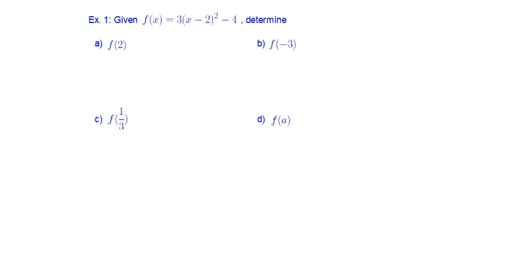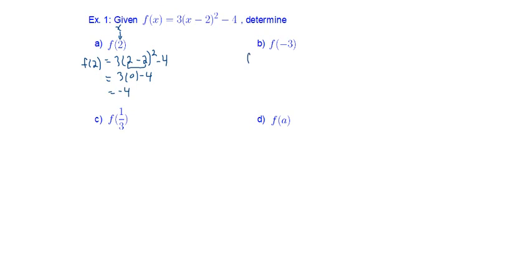Well, f at 2 means find the y value when x is equal to 2. So f at 2 means substitute a 2 into that equation everywhere we see an x. So x is going to be 2 minus 2 squared minus 4. And then we can just do the arithmetic here. Remember the order of operations. We'll do the brackets first. 2 minus 2 is 0. This part right here is 0. 0 squared is 0. So really we get 3 times 0 minus 4. It would give us negative 4.